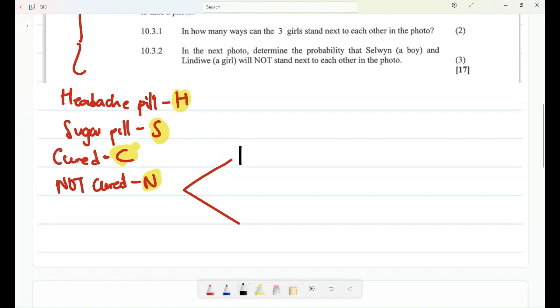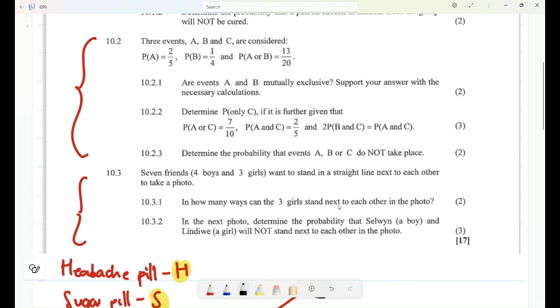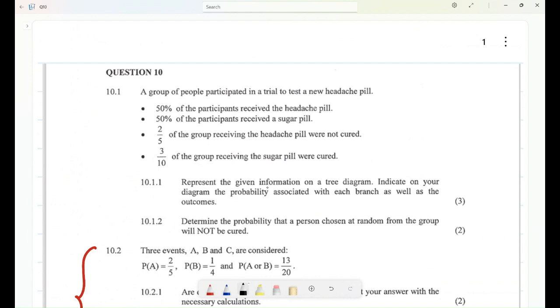Now the first one is either you took the headache pill or the sugar pill. Then we branch it: if you took the headache pill, whether you get cured or not. Similarly for the sugar pill, you either get cured or not cured. Now they told us to indicate on the diagram the probability associated with each branch as well as the outcomes.